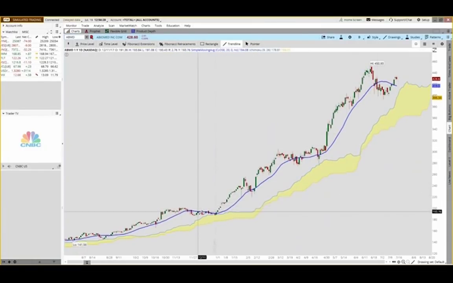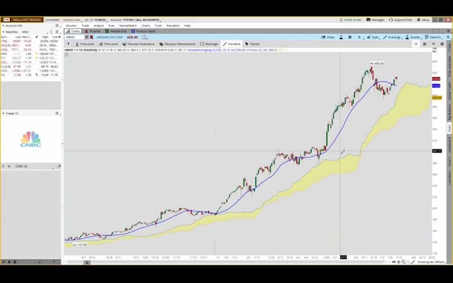Now, the way we use this for trend is that whenever price and the moving average are clearly above the cloud, we consider that an uptrend. When both price and the moving average are below the cloud, we consider that a downtrend. And when one or both are overlapping the cloud, that's a consolidating area, and we do not want to use this strategy during that time.